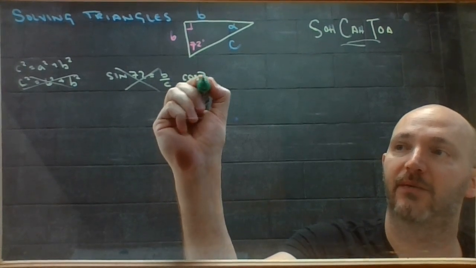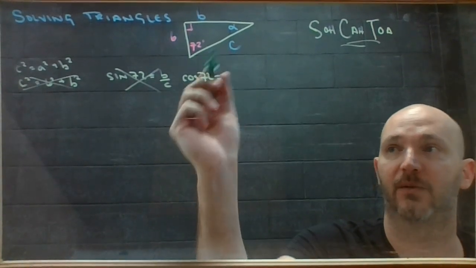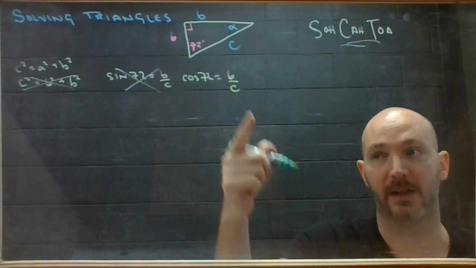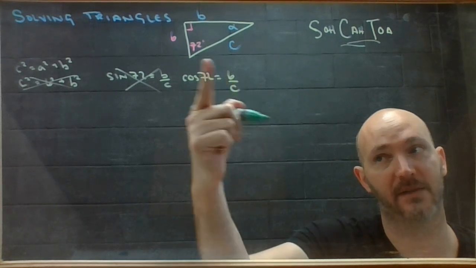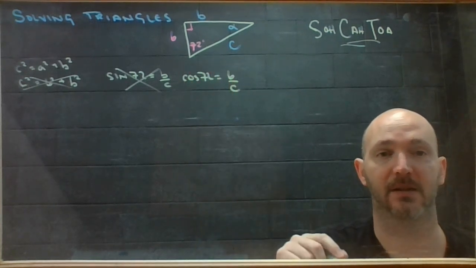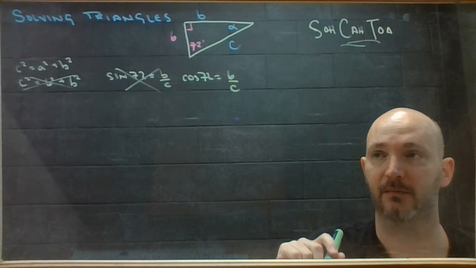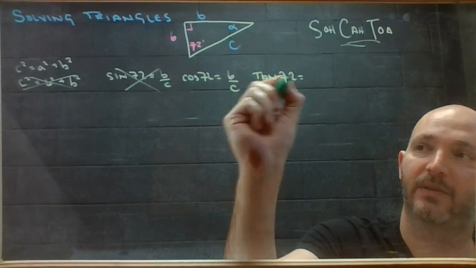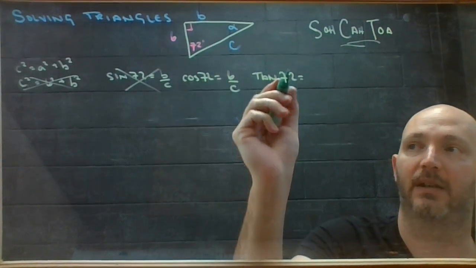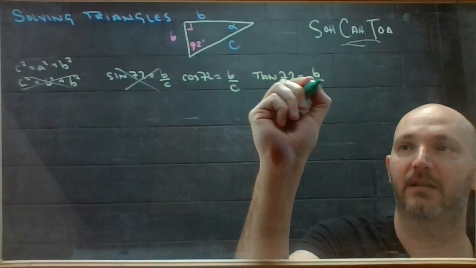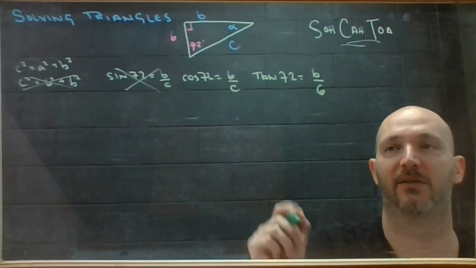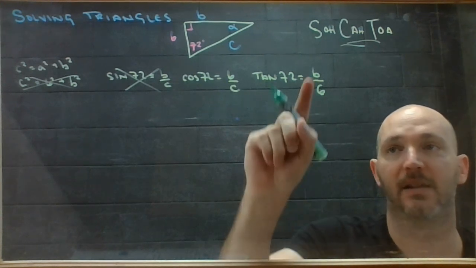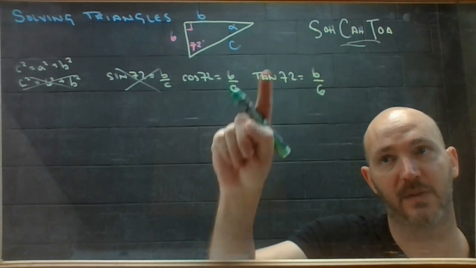Cosine of 72 would be the adjacent over the hypotenuse. 6 over C. Well, that one's good. I only have 1 letter in it, so I'm going to be able to solve for C using this. I've got tan 72 would be the opposite over the adjacent. That would be b over 6. Try and make it so you can tell those apart. It's only one letter in there, so I'm going to be able to use this to solve for b.